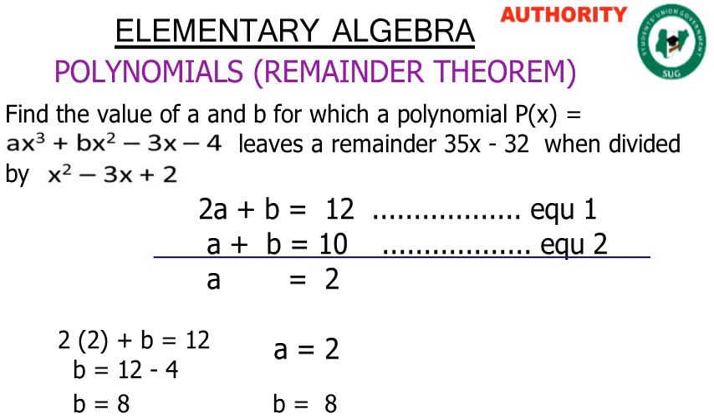All right, we have solved this, and then we obtain two values for a and b. a is equal to 2 and b is equal to 8. All right, now when we replace it in our original function, we're going to have 2x cubed plus 8x squared minus 3x minus 4.